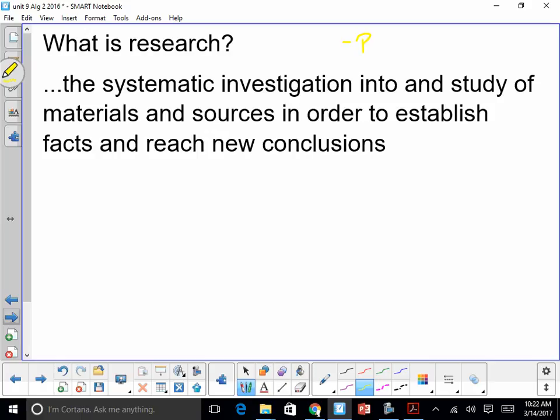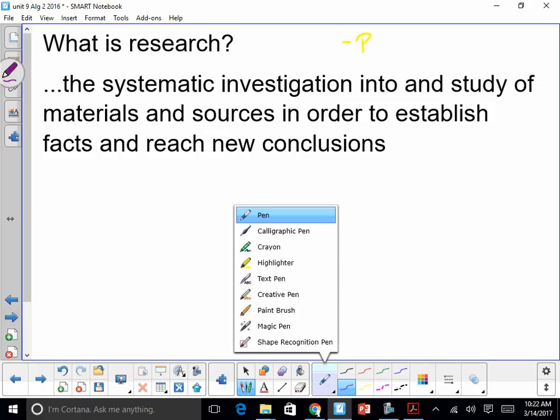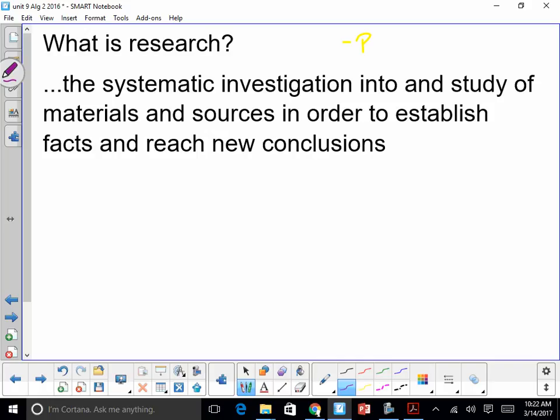All right, so this is page 6. What is research? Let's see what we got here. Go ahead and highlight research.